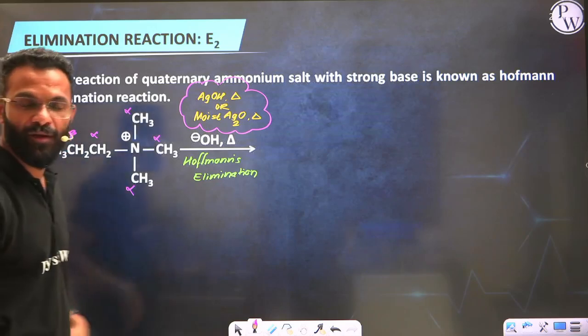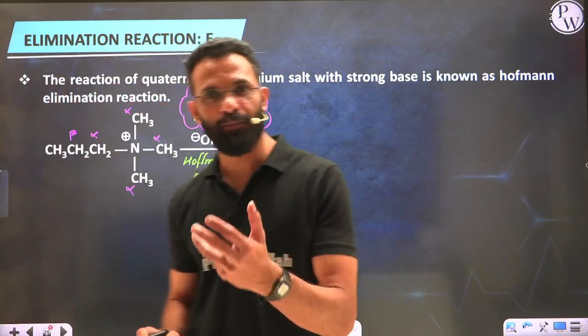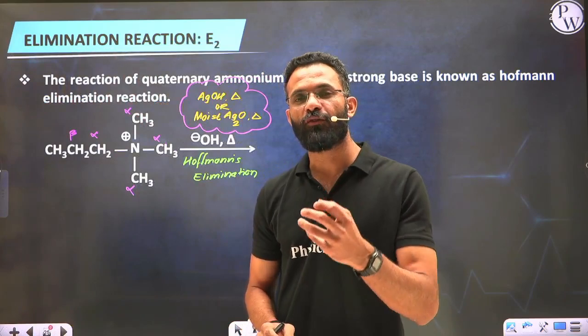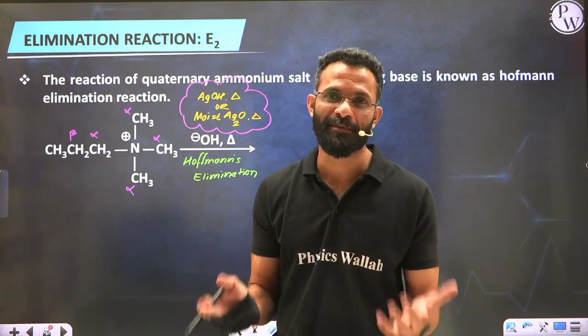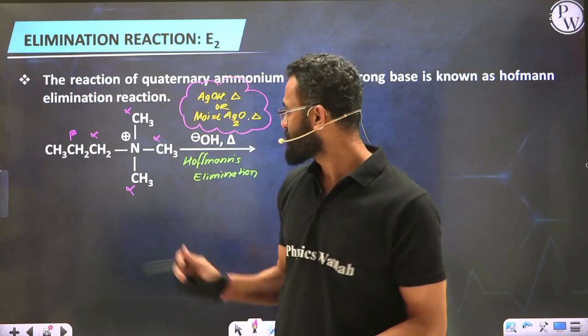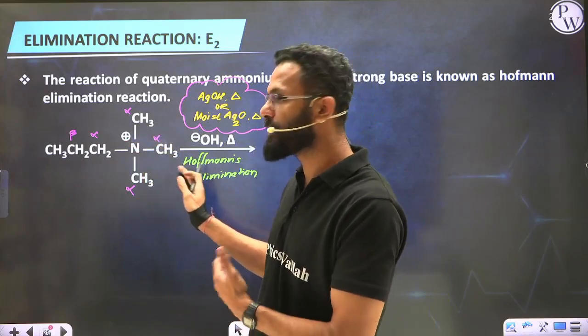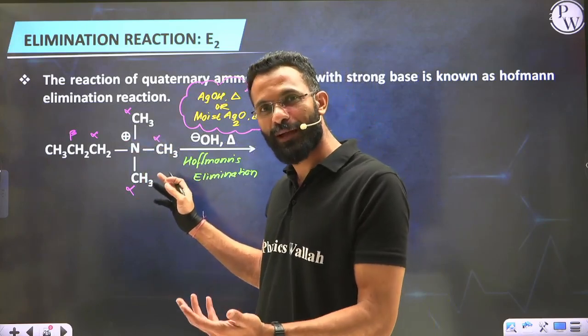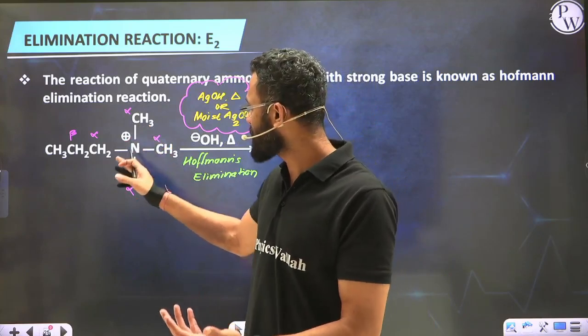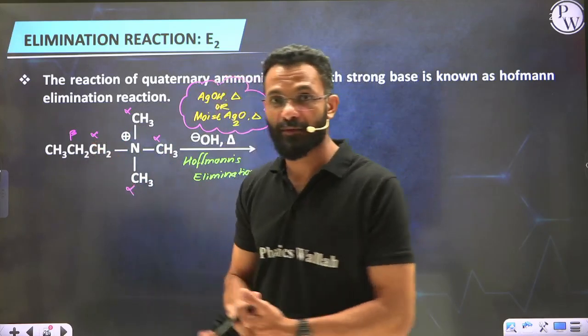So guys, Hofmann elimination is a type of beta elimination, meaning you should look for abstraction of hydrogen from which carbon? Beta carbon. So for these three alkyl groups, we don't have a beta carbon at all. So no question of abstraction of beta hydrogen. So here we have only one beta carbon.